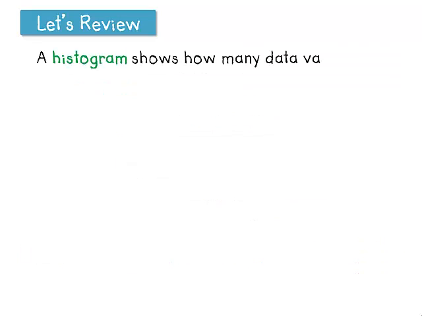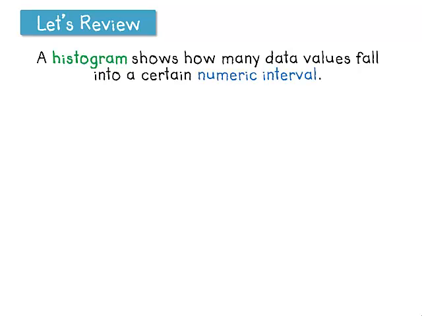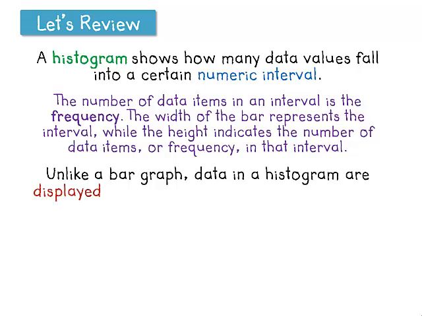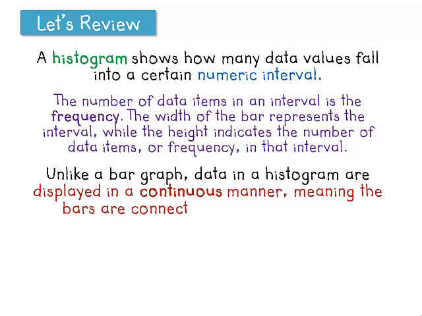A histogram shows how many data values fall into a certain numeric interval. The number of data items in an interval is the frequency. The width of the bar represents the interval, while the height indicates the number of data items, or frequency, in that interval. Unlike a bar graph, data in a histogram are displayed in a continuous manner, meaning the bars are connected, not spaced apart.